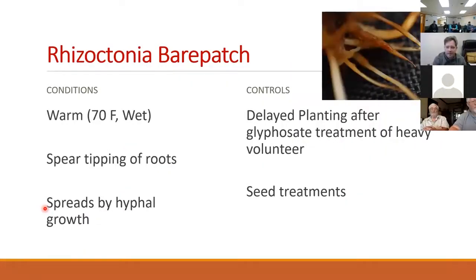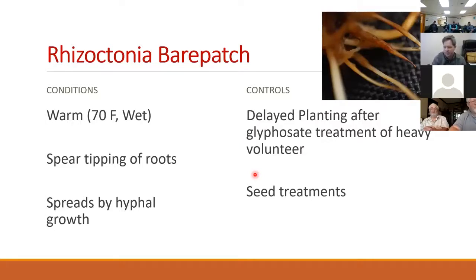Rhizoctonia bare patch is the other big monster on the midway in terms of seedling diseases. One of the classic symptoms for this pathogen is that it causes spear tipping of the main roots going to the crown of the plant. It prefers warm temperatures, soil temperatures of 70 degrees Fahrenheit, and wet conditions, and it's a monster in terms of ability to spread from plant to plant. Where we see it most severely is when people plant soon after they apply a glyphosate treatment. And I'll show you a picture of that in a minute.